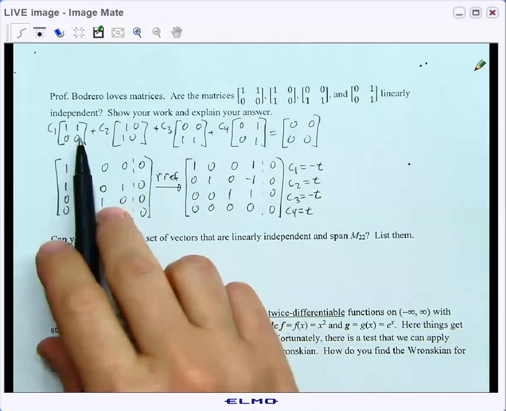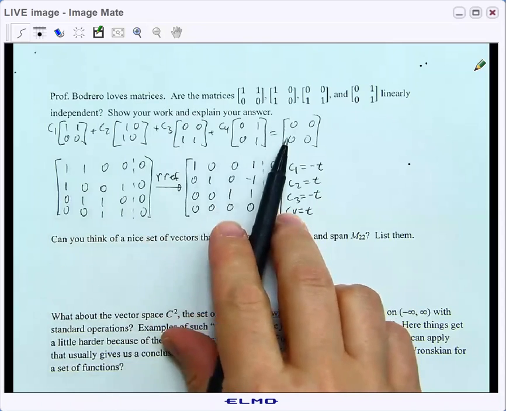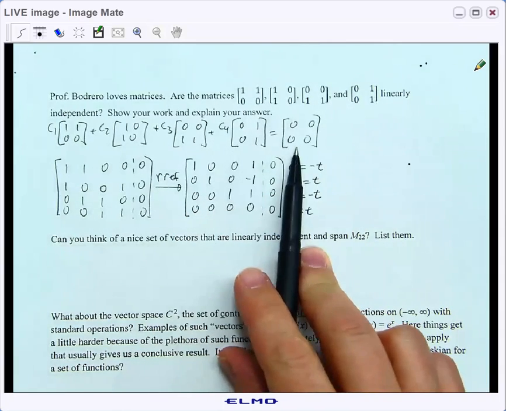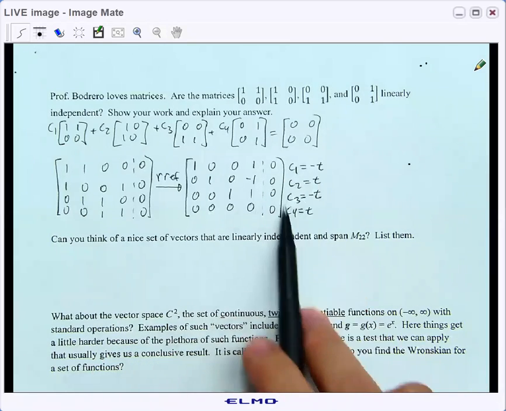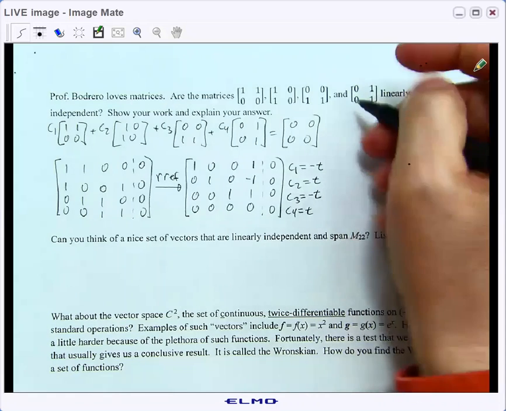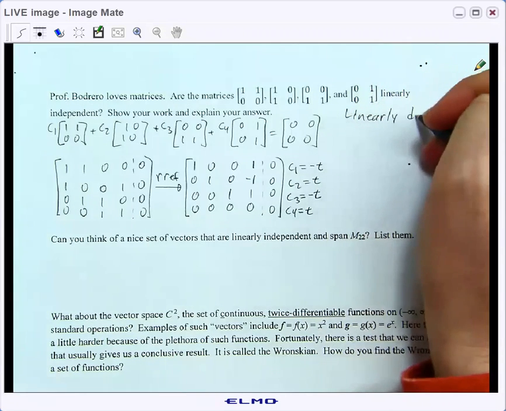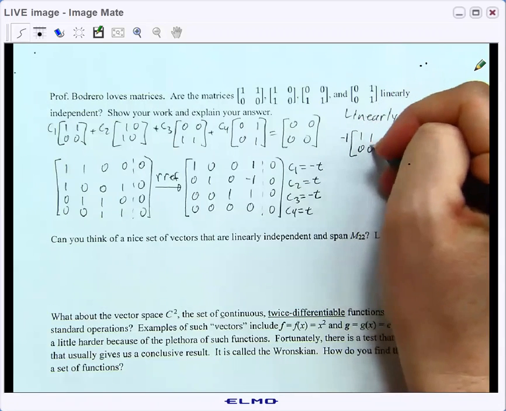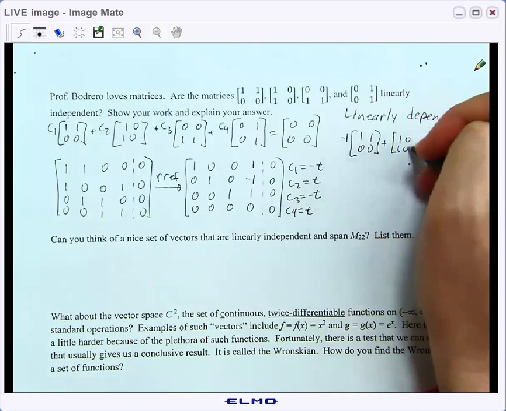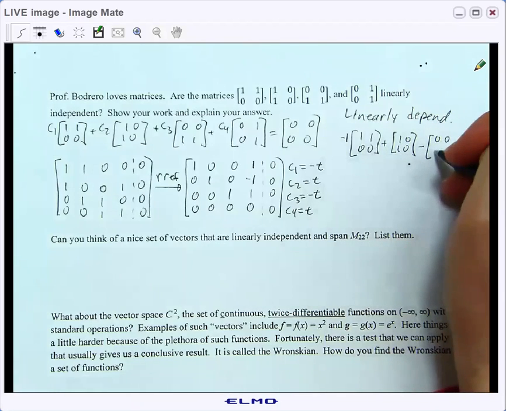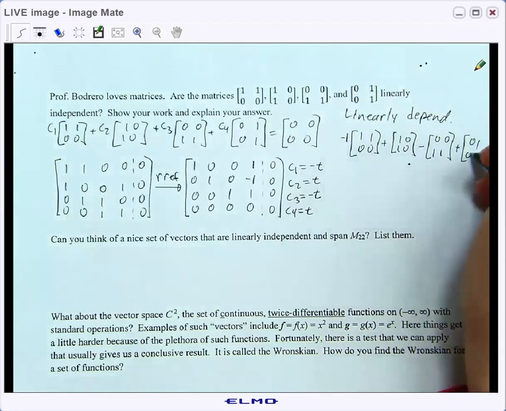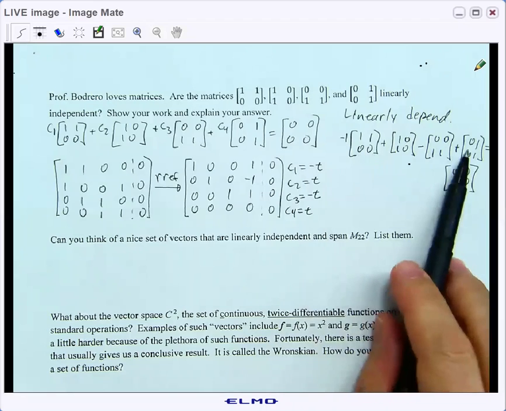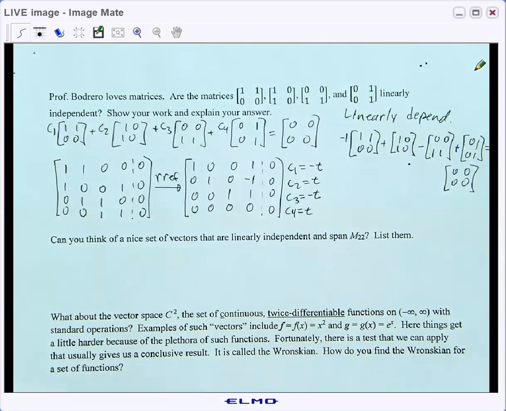Okay, we're back. So I put into the definition of linear independence a linear combination of our set of vectors here, and saw if it was equal to the zero vector under standard operations. And we find that we do get some non-zero choices that will work, so these must be linearly dependent. In fact, we could write negative 1 times [1, 1; 0, 0] plus 1 times [1, 0; 1, 0] minus [0, 0; 1, 1] plus [0, 1; 0, 1] is equal to [0, 0; 0, 0].